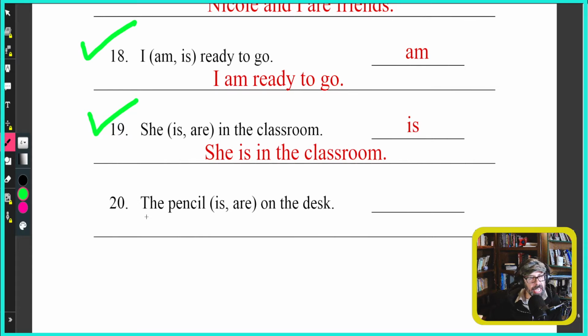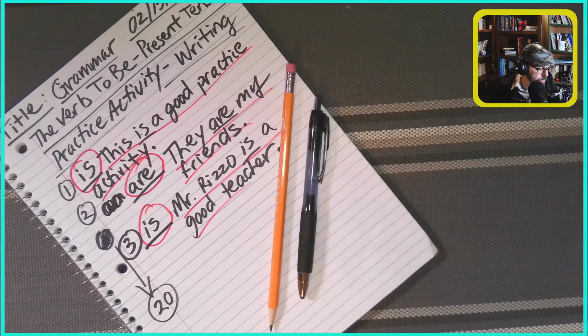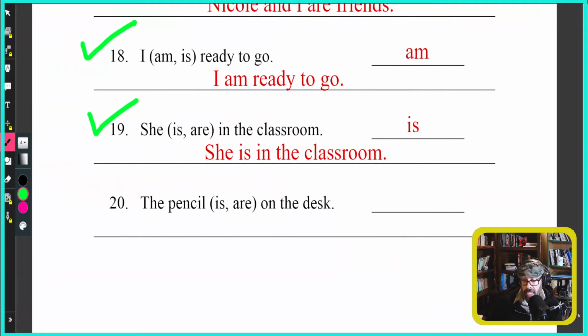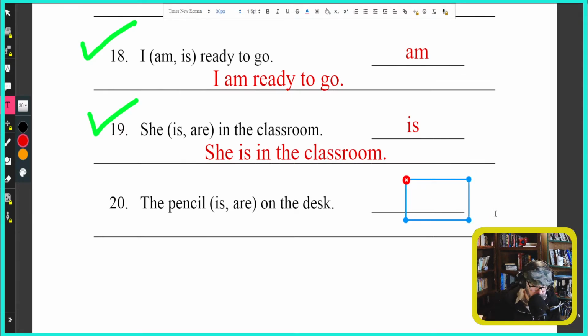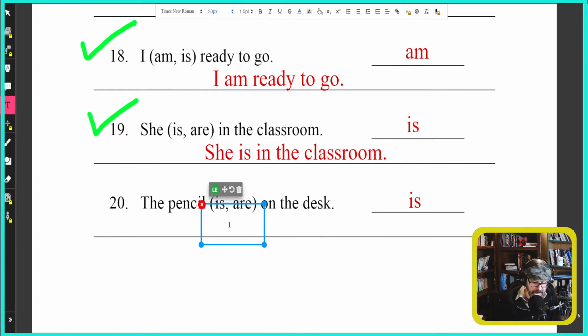The pencil is or are on the desk? Okay, is or are for number 20. Okay, write your answer. The pencil is or are on the desk? Is or are? Okay, the pencil, singular. Correct answer. The pencil is on the desk.